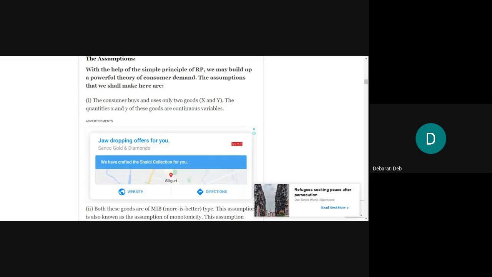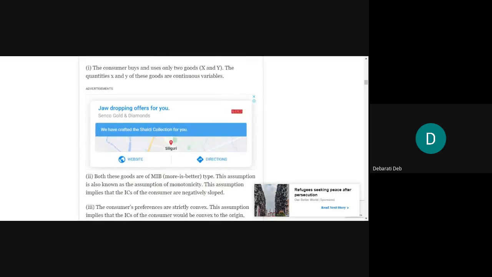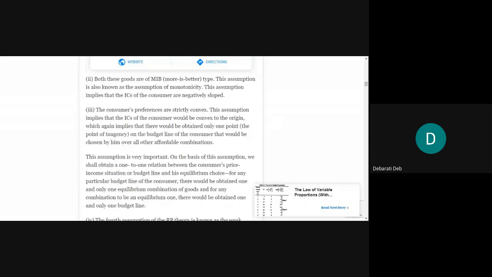That means they can change continuously. It's not that they are fixed, that only this much amount of goods can be bought, or this much amount of good is only available in the market. It's not that case. The quantities of the goods x and y are continuous variables. That means they can change at their own pace. They can either increase or decrease. That is what has to be assumed. Otherwise, we will not be able to prove the theory of consumer demand.